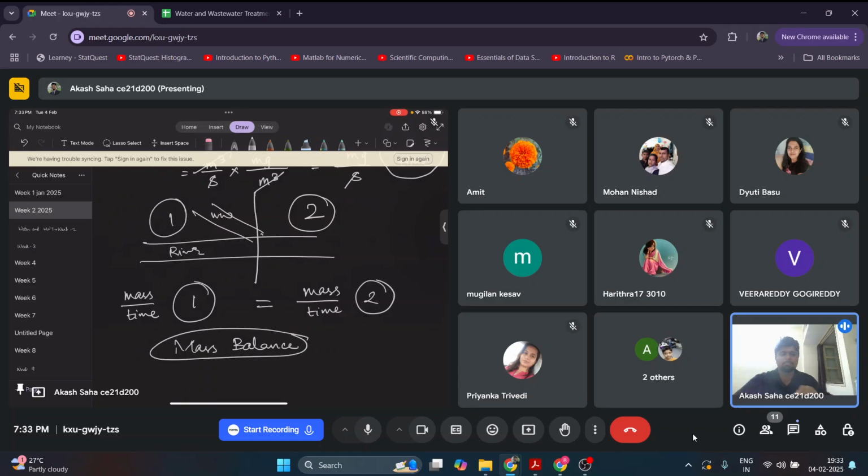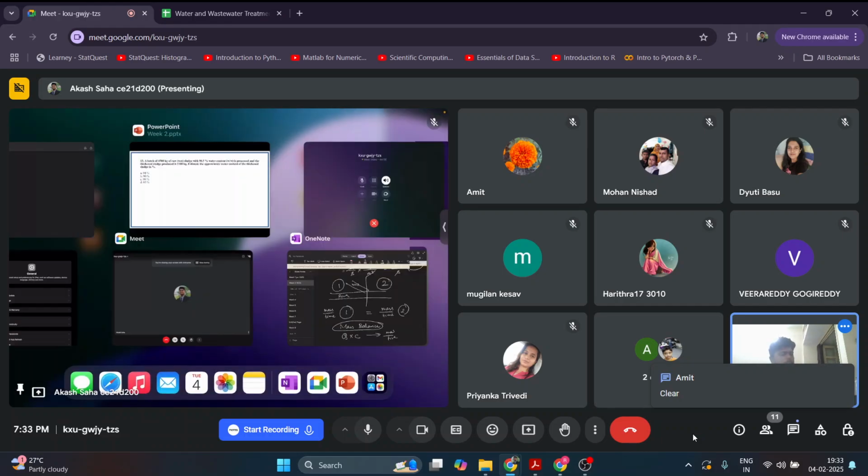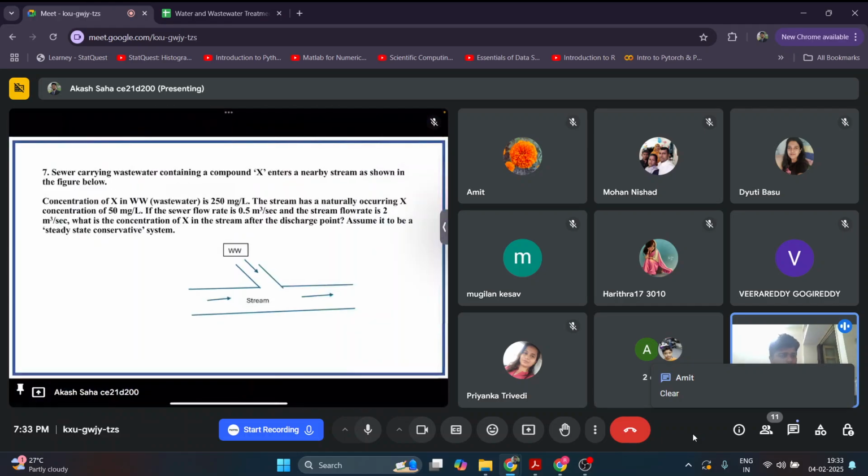That's why we are calling it mass balance, and multiplying Q into C, we are getting the mass per unit time. Is it clear now? Others also, if you have any issues like this, you can stop me and ask.